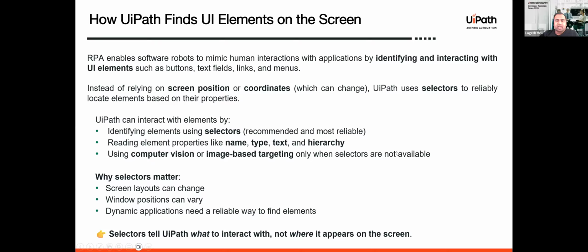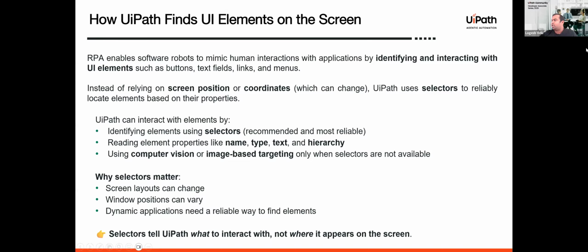UiPath has an inbuilt framework to capture the properties and save them for its use, right? Every element will have its properties. UiPath can capture the property and save it, so that when you're running the automation, it will use the property to interact with those elements.